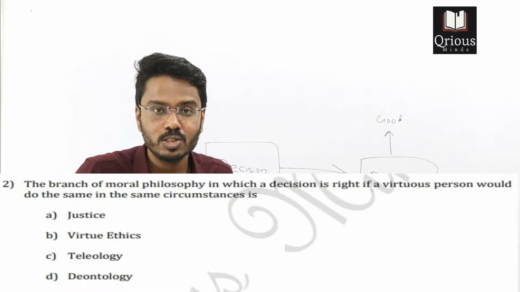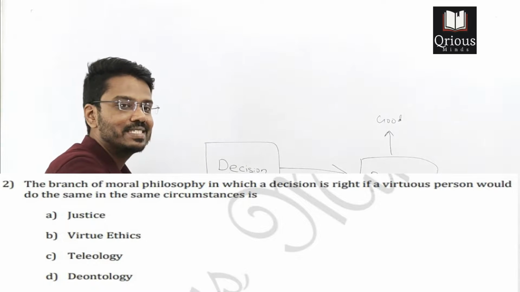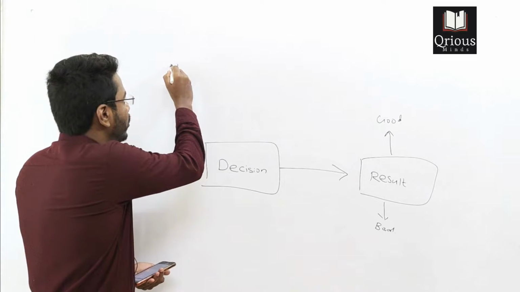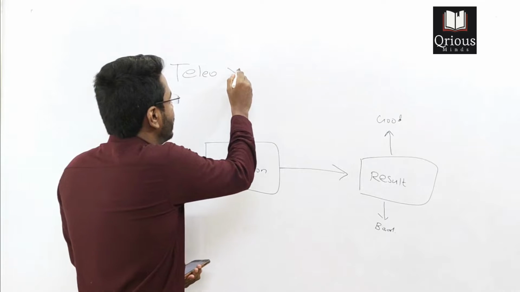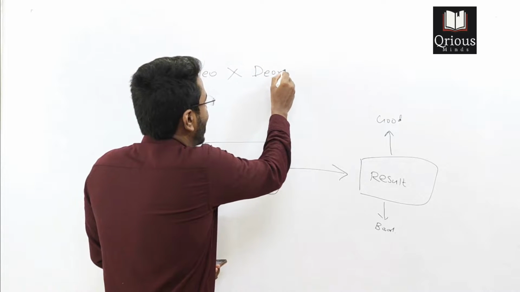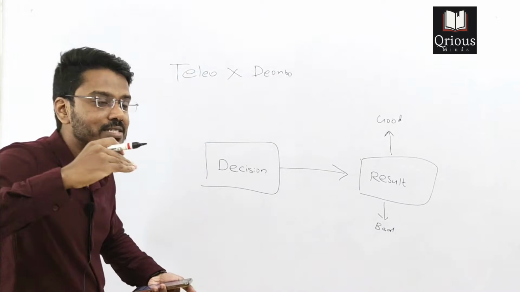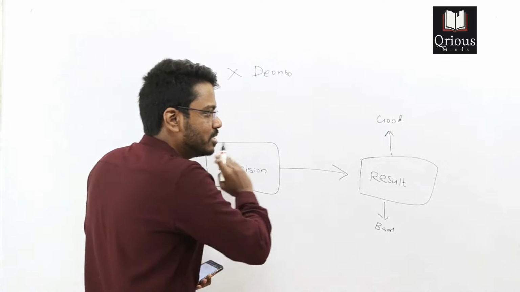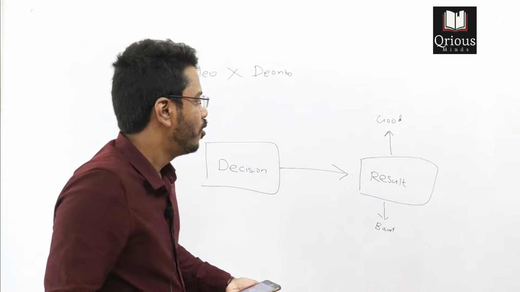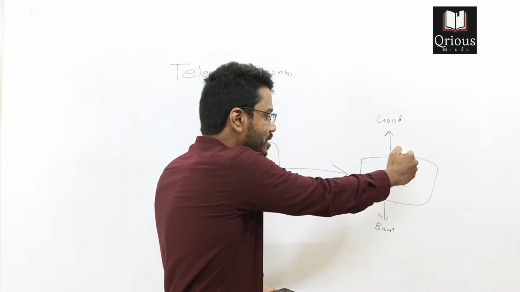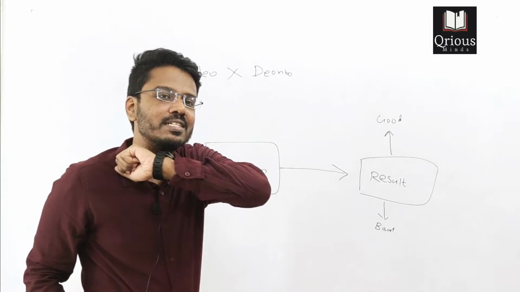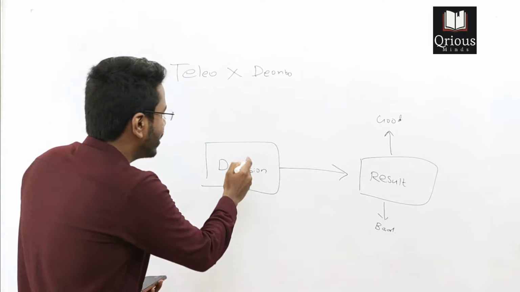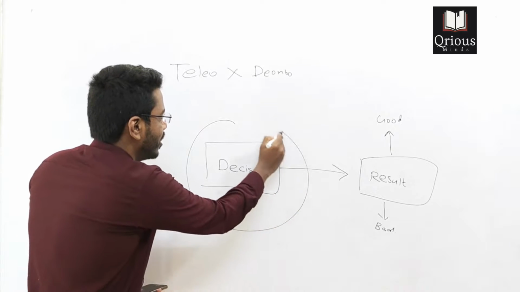And option D, deontology. Deontology is exactly the opposite of teleology. Teleology and deontology are the exact opposite. And what does deontology advocate? Deontology doesn't have any connection with the final result. Whether it is a good result or a bad result, deontology doesn't care. Deontology is only concerned with the decision itself.